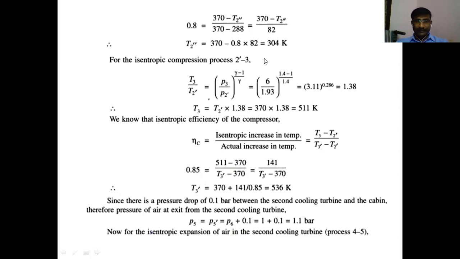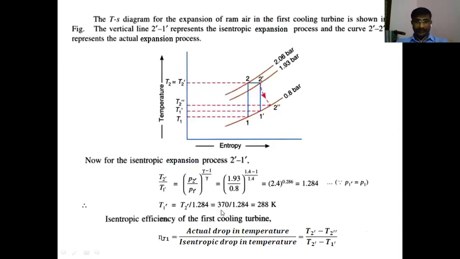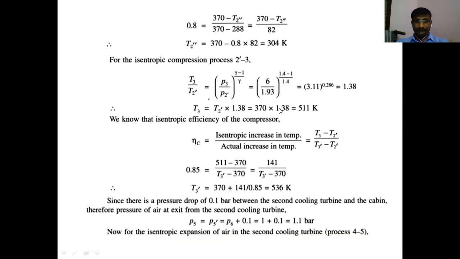T2 dash value is 370 kelvins, calculated earlier. This is 370 kelvins into 1.38. So 511 is the temperature. 511 kelvins is the temperature after isentropic compression in the main compressor. After getting the temperature during the isentropic process, to find the temperature of air during the actual process, we use compressor efficiency: isentropic increase in temperature by actual increase in temperature.